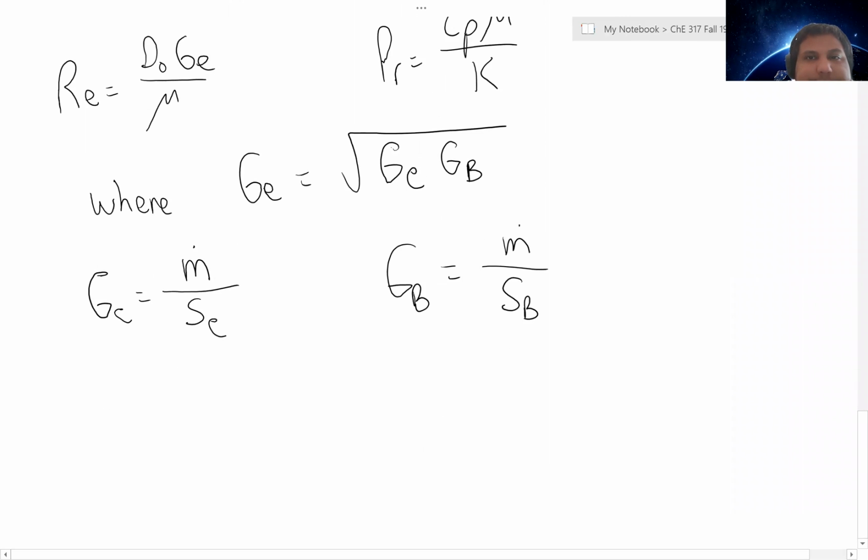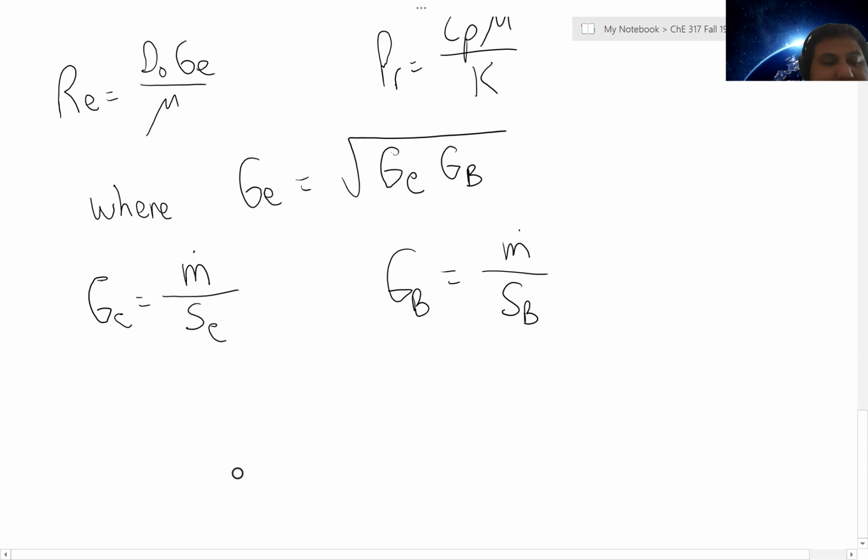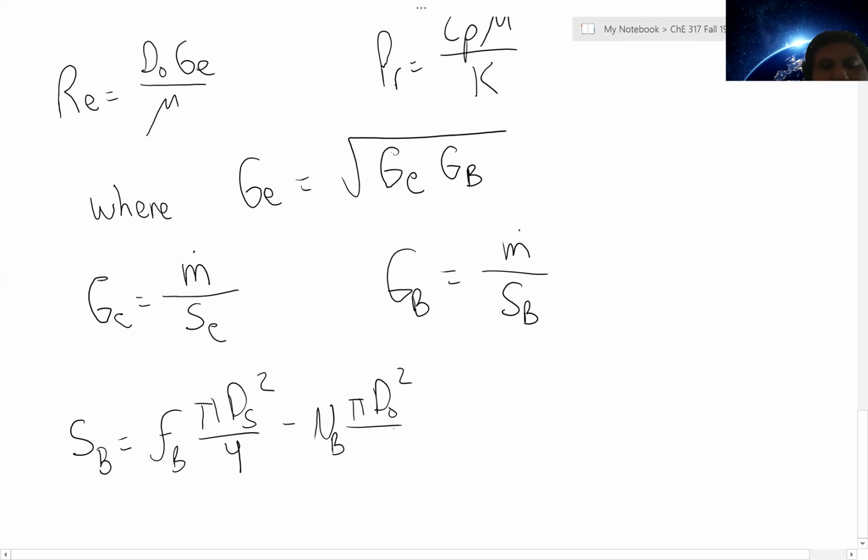And so, looking first at S sub B, we can calculate S sub B, this area, as F sub B times pi times D sub S squared over 4, minus N sub B times pi D sub 0 over 4, where F sub B is the fraction of the cross-sectional area occupied by a baffle window.